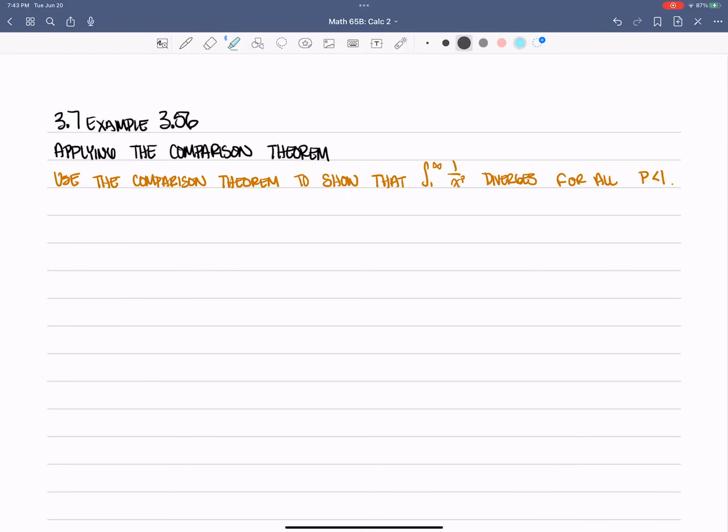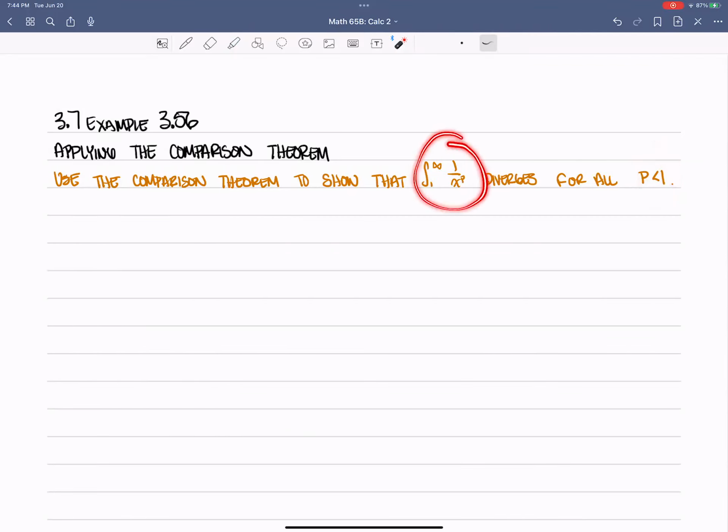Section 3.7, example 56, applying the comparison theorem. Use the comparison theorem to show that this integral diverges for all p less than 1. To prove that a function diverges, this time we have to look at a smaller function. So we have to look for a smaller function in order for it to diverge. So we want p to be less than 1.